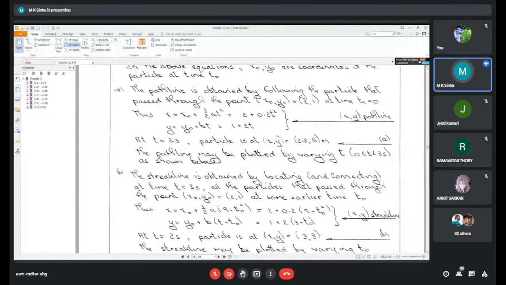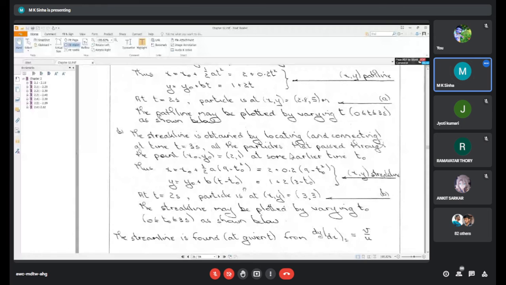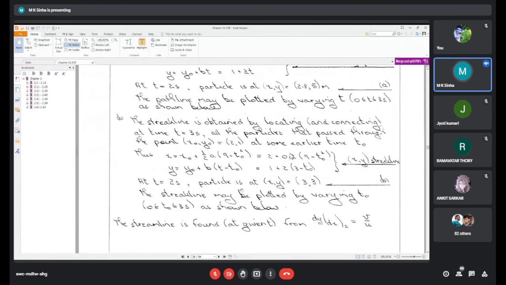Then a streamline. So that is x equal to 2, and t equal to 2 seconds is plotted, that is xy 3, 3. So that is the streak line.